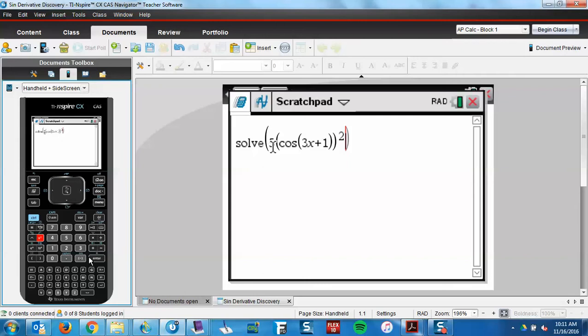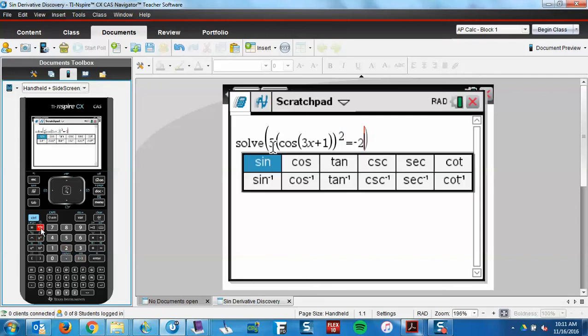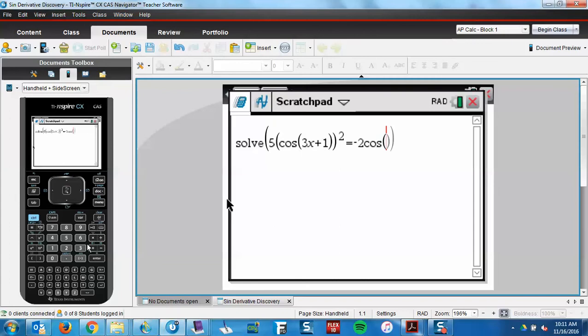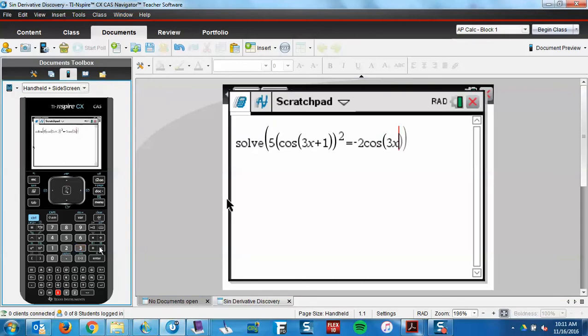Then what? Equals -2 cosine of 3x plus 1, plus 1. And then the plus 1 is outside that parenthesis. Okay, so there's my equation.